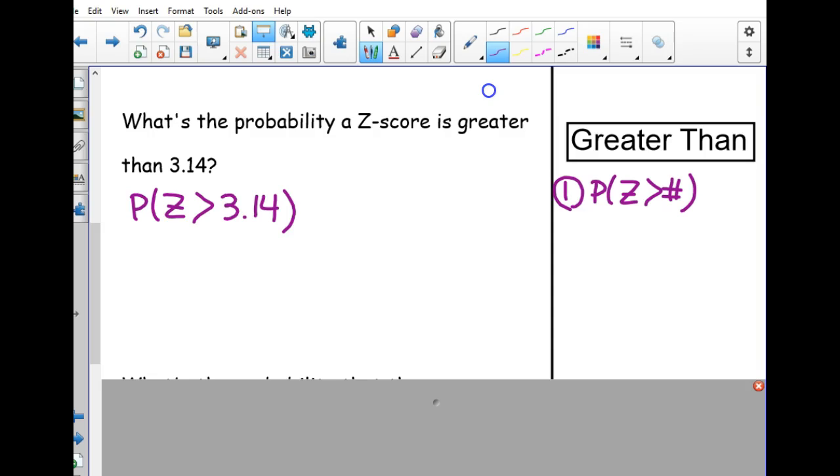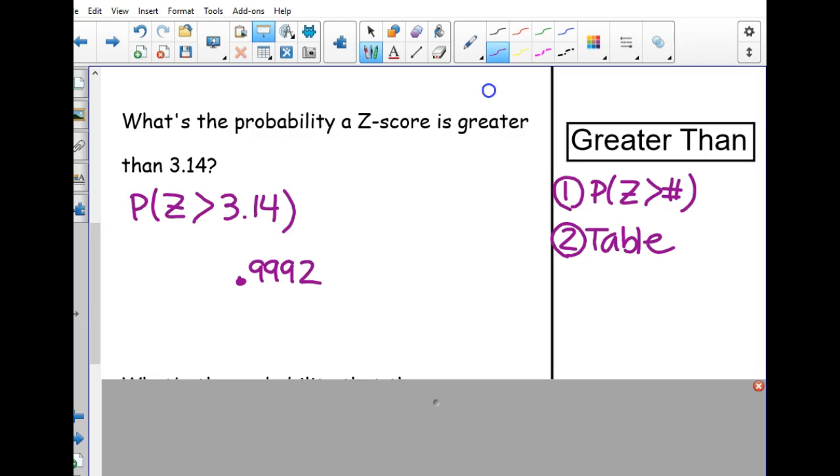Next, I'm going to go to my table and find 3.14. What's the probability that goes with it? So do that now. Everyone practice, please. Gunnar got 0.9992. Did anyone get anything different? Okay. 0.9992. Now I wrote it down here for a reason.